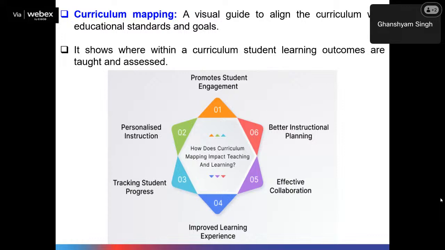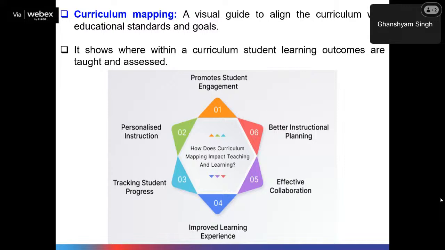Similarly, what we mean by curriculum mapping, if you remember, we were talking about the steps to implement OBE effectively in a university system. There was a point where it was written that we should have a curriculum map. So what is curriculum mapping? Curriculum mapping is a visual guide to align the curriculum with the educational standards and goals.